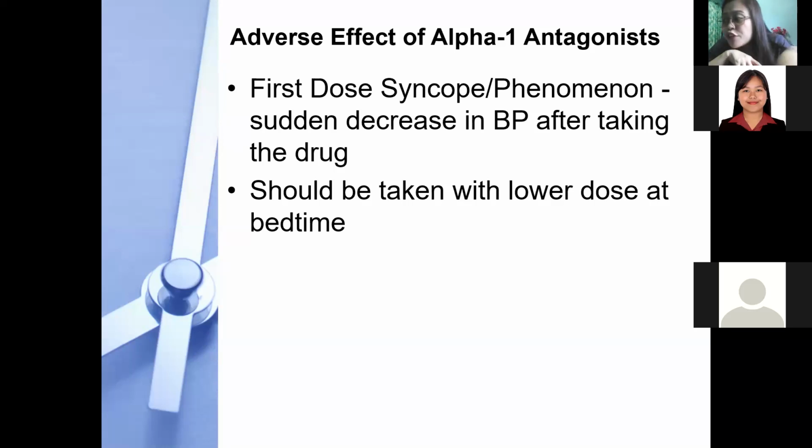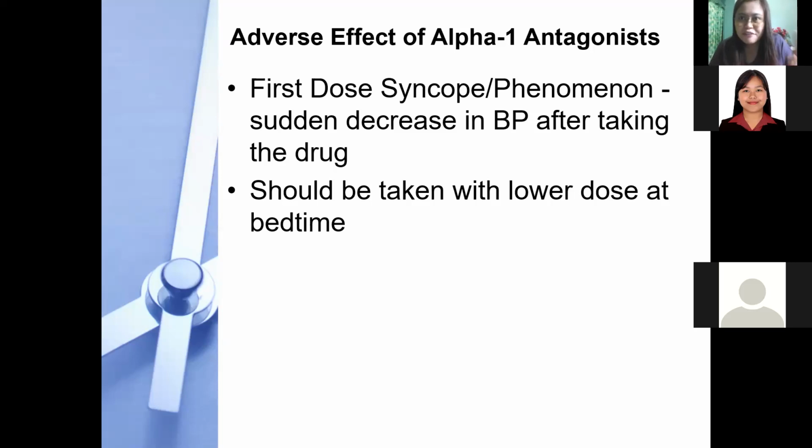As future pharmacists, you really have to take note of this and remember it by heart, because you have to counsel the patient, and not just the patient. You can also give information to the physician, though I know they already know this, but there will be times that we have to remind them about the effect of the alpha-1 antagonist. So what will be our stand for this?